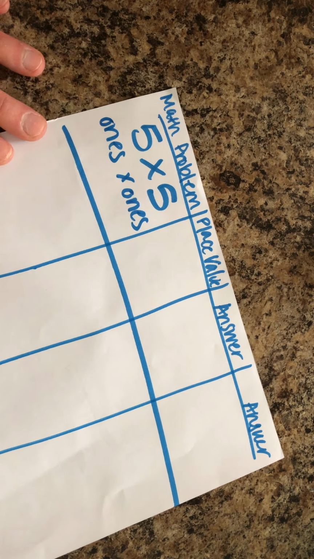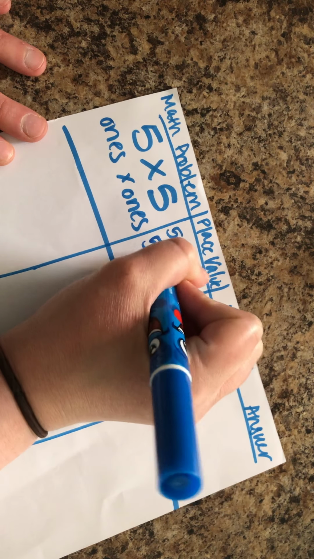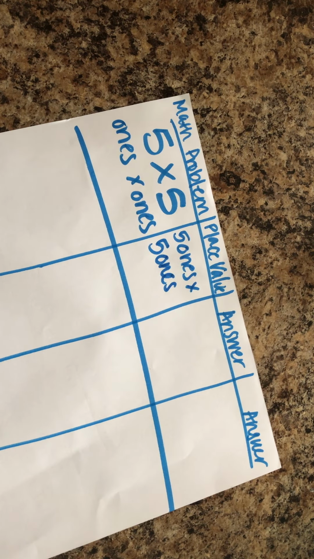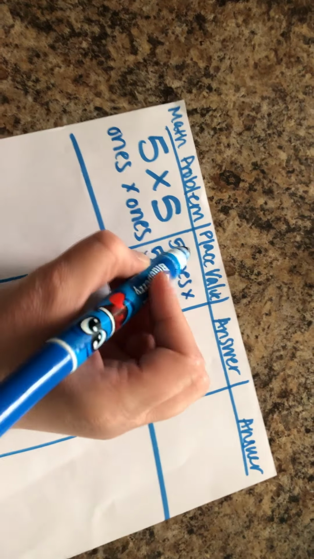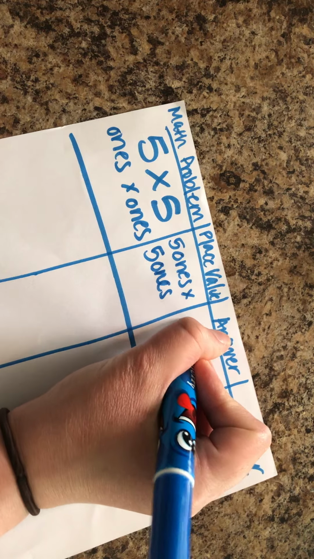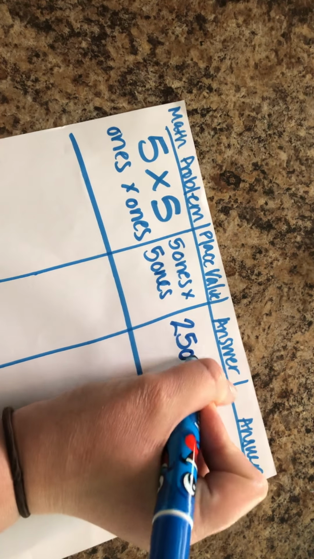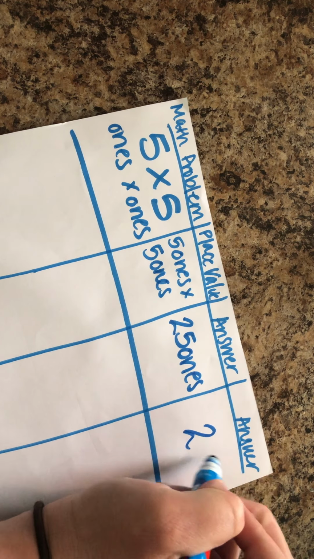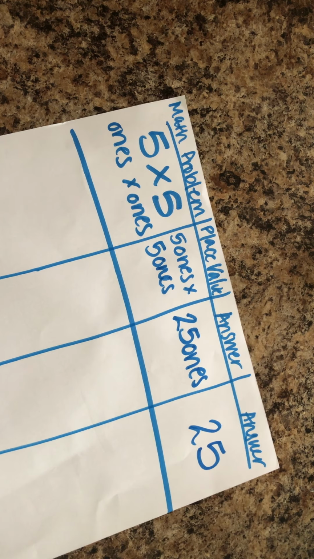ones, right? So if I was going to say my place value problem here, I would say it is 5 ones, because that's what we have here, multiplied by 5 ones. If I do ones times ones, I'm going to get ones. So I know 5 ones multiplied by 5 ones would give us 25 ones. And how do I write 25 ones? I would write it as 25.